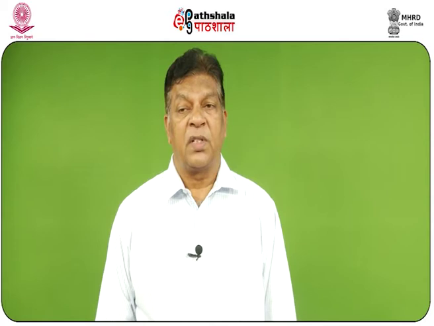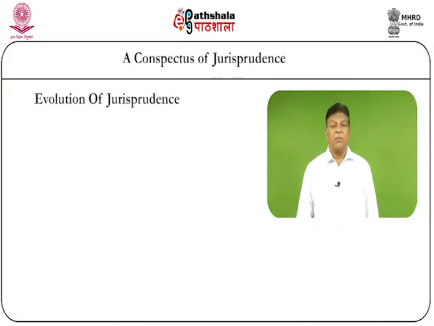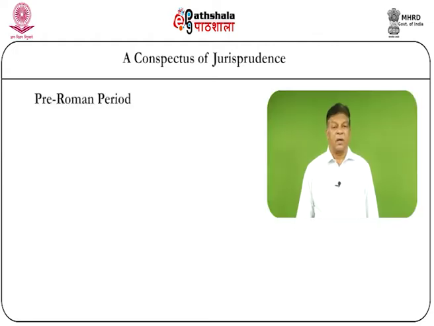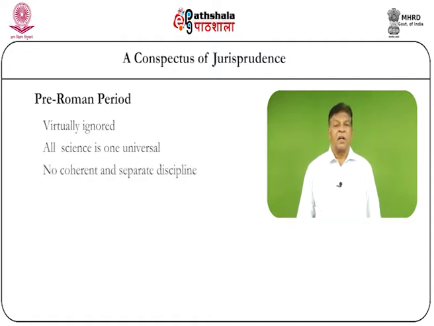The evolution of jurisprudence is the next topic we have to consider. It can be divided into three periods: pre-Roman period, Roman period and post-Roman period. We will start with the pre-Roman period. In the pre-Roman period, jurisprudence as a distinct science and a subject of knowledge was virtually ignored, because during the pre-Roman period all science is one universal. No coherent and separate discipline called law was there, because law was considered as part and parcel of all human activities.